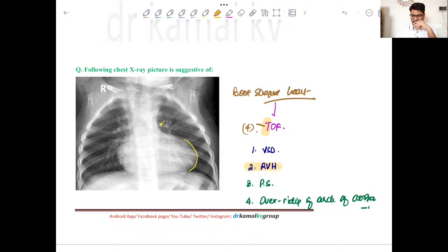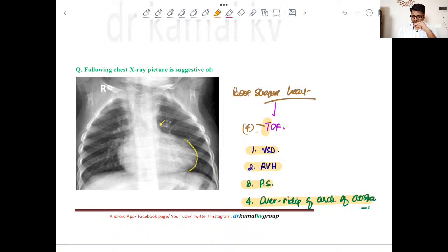Yes, this is right ventricular hypertrophy. Then second is the VSD. Third is pulmonary stenosis, and fourth is overriding of the arch of aorta, right? I think most of you must be knowing these 4 components. Now how these 4 components create the impression on x-ray, that you have to understand, and if you get to know the basic concept, I think you will never be wrong in this kind of questions, right?